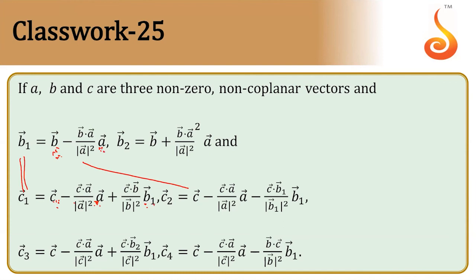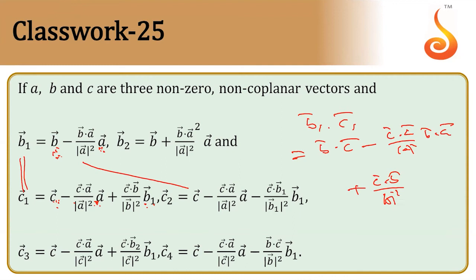So if we take B dot C1, yes, B dot C minus C dot A by modulus A square into B dot A plus C dot B by modulus B square into B dot B1. So B1 is very big. Oh, it won't come, because some more plus terms are there. B dot C1 is not matching. Because more plus terms are coming here, this will not work.